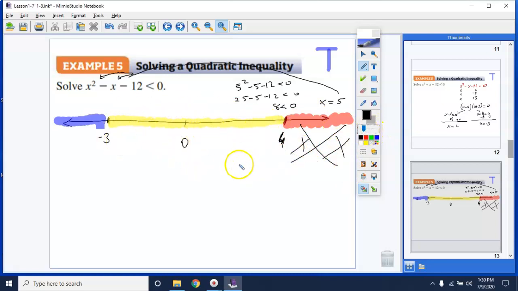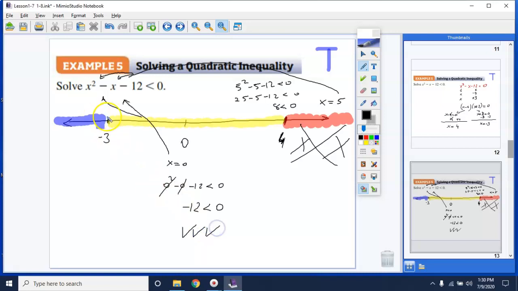Let's check this yellow area. Let's say x equals 0. And plug in here, let's see if it works or not. So it should be what? 0 squared minus 0 minus 12. Is it less than 0? This is 0, 0. So we have negative 12, is it less than 0? Yes, right? It's right. So this yellow area has to work then. Alright, so this could be a solution. Okay, it's a check mark. Let me put a check mark here. Also, let's check this last area, which is the blue area.